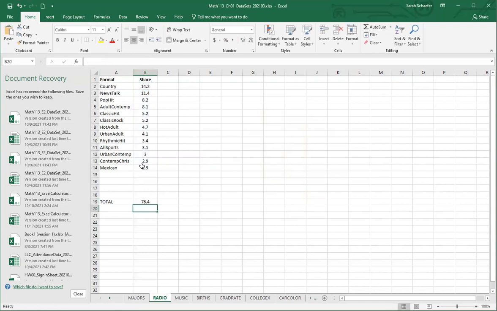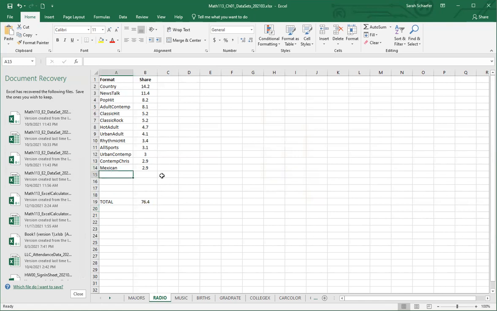Okay, so it adds up to 76.4. So it's really far away from 100%. So we're missing some data. And if we think back to what the problem said, it said there were 50 different categories. We definitely don't have 50 categories here. We have, I don't know, maybe 12 or 13. Okay, so we're missing a bunch of categories.